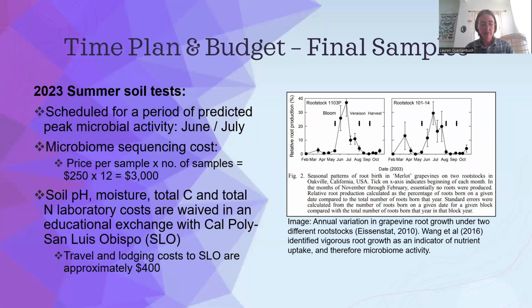This July, I'll take my final samples. These are the 12 samples from the 4 blocks that I discussed earlier. The reason I'm sampling in July is because, as illustrated by this graph, grape root production peaks at this time. Peak root growth is an important indicator of both nutrient uptake and microbial activity.